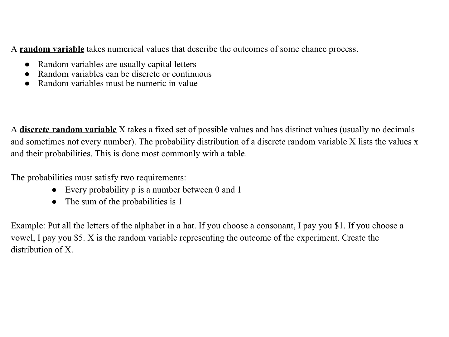The probability distribution of a discrete random variable x lists the values x and their probabilities. And we do this most commonly with a table. You could actually do a histogram as well, but we're going to focus on a table. Very similar to a regular probability distribution, every probability is between 0 and 1, and the sum of the probabilities is 1.